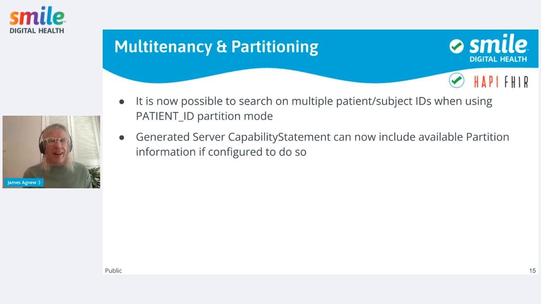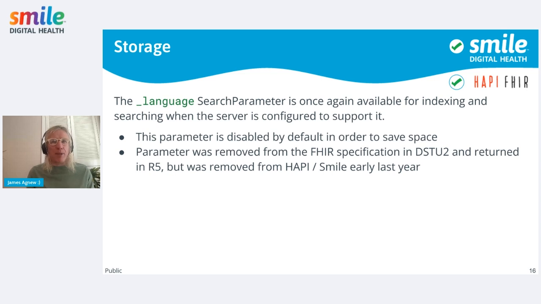One other thing that's been hotly requested in the last while as people start to roll out multi-tenant FHIR servers increasingly, where they've got multiple customers of their own, all stored within different partitions of a HAPI FHIR or Smile CDR FHIR repository: the generated capability statement can now include the partition information if you have configured it to do so as well. So that should be useful for some people.